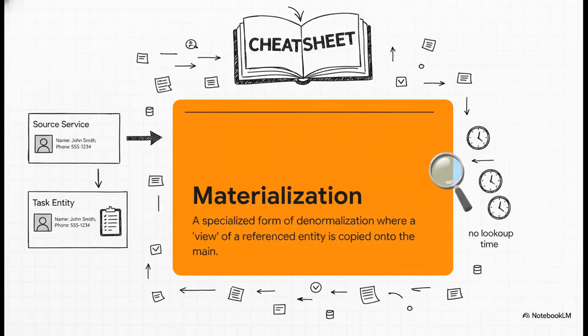You know, when you boil it all down, materialization is really just a specific, disciplined way of doing denormalization. Instead of just storing an ID and looking it up later, you proactively store a copy of the actual data you need from that other service. The cheat sheet analogy on the slide is just perfect. It's like the task entity gets a pre-made cheat sheet with all the contact's details so it never has to go look them up again.